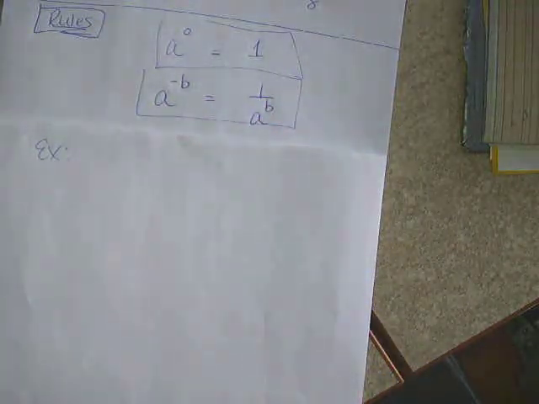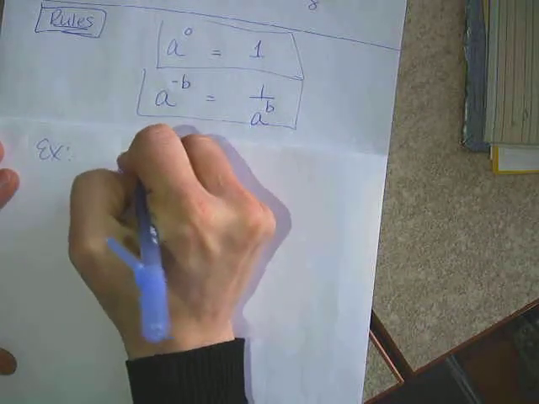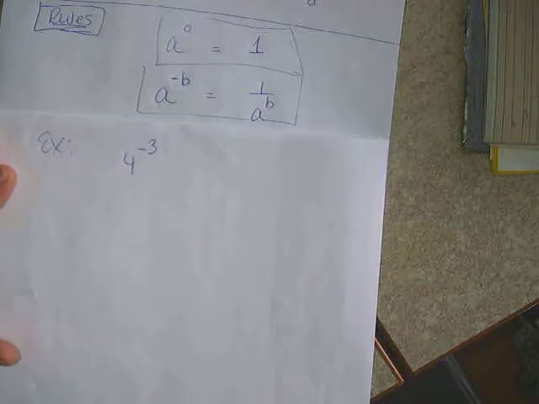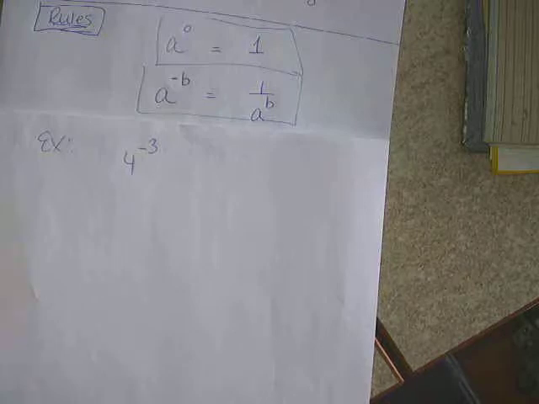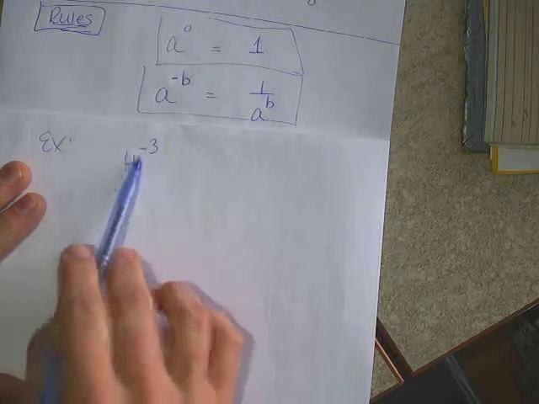This is the only thing we're doing today? Zero and negative exponents, yes. And evaluating. You're going to do a little bit of evaluating. But say I have, because we're going to deal with numbers and variables, say I have 4 to the negative third.